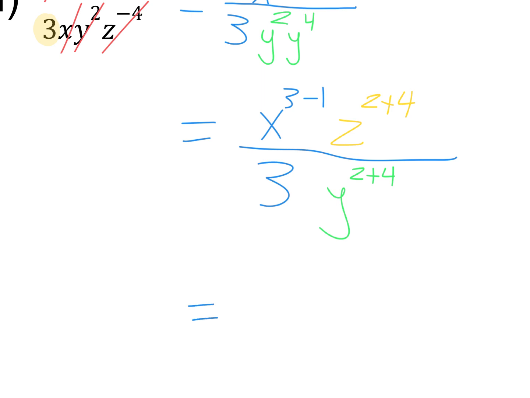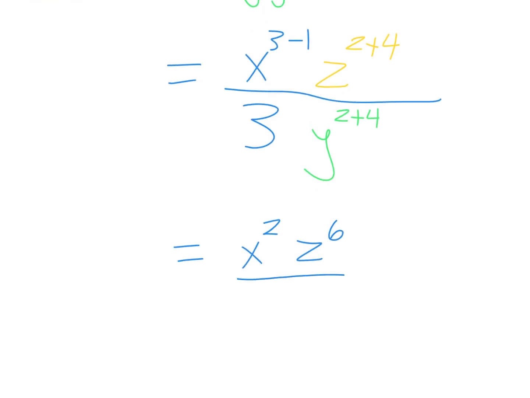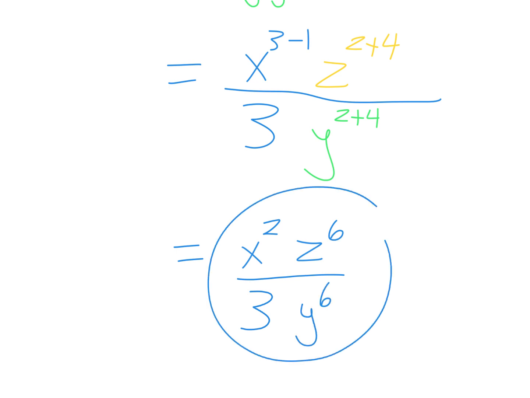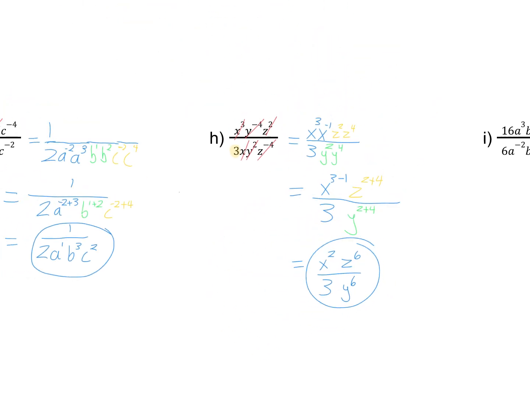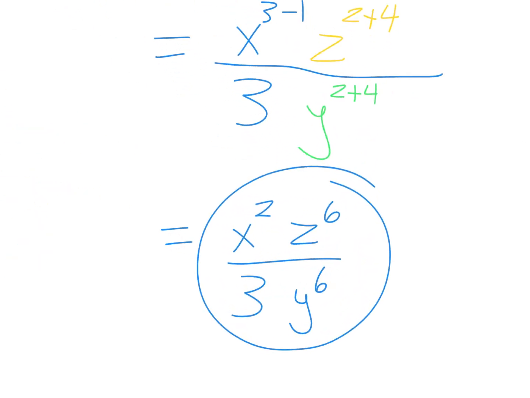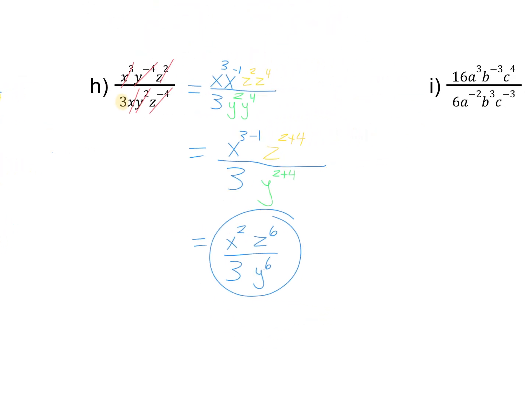So my numerator, x to the 3 minus 1 is x squared. Z to the 2 plus 4 is z to the 6th. Denominator, we still have our coefficient 3, and y to the 6th. So you're moving your exponents so that you can keep them positive. If any of your exponents end up being negative, that's okay. You just need to flip it to the opposite part of the fraction bar to make it positive.